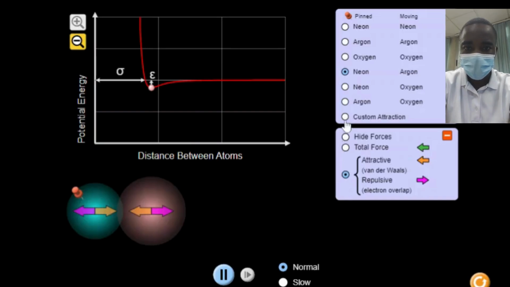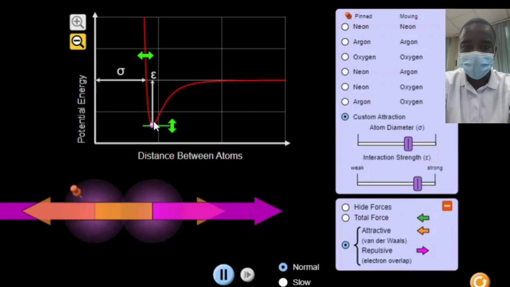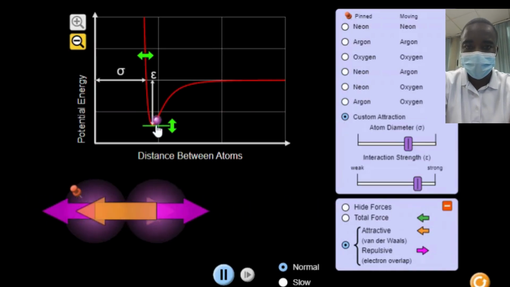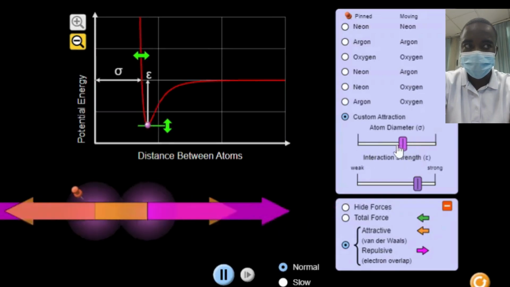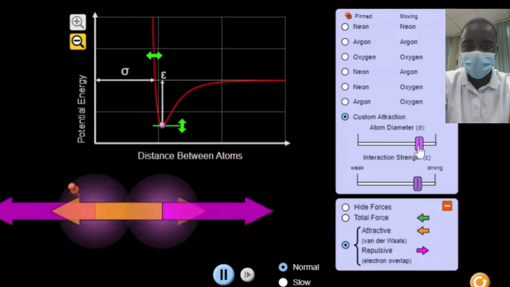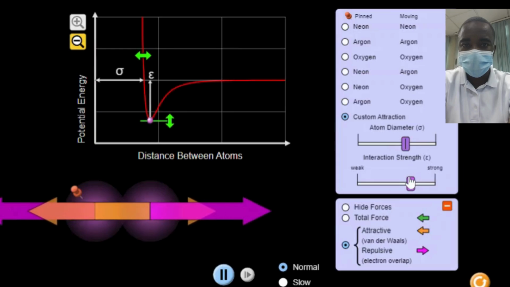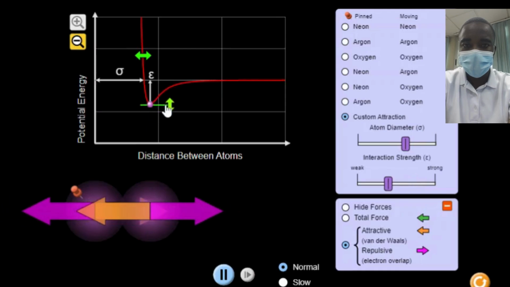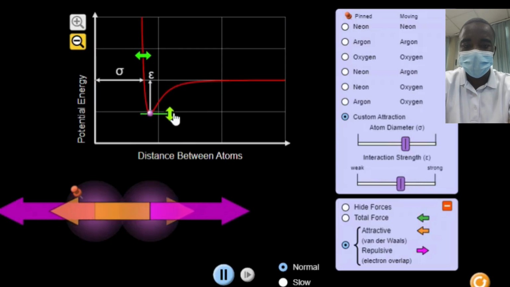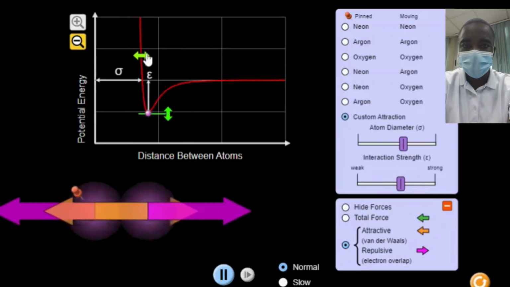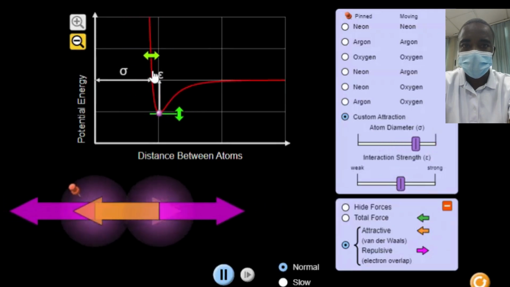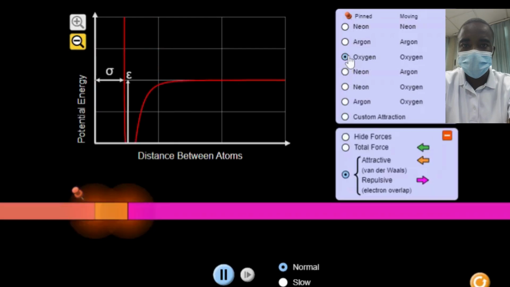The interaction between atoms is governed by the balance between attractive and repulsive forces. The attractive forces pull the atoms together, while the repulsive forces push them apart. The equilibrium distance between the atoms is determined by the point at which these forces are balanced. The Lennard-Jones potential describes the potential energy of interaction between two atoms as a function of the distance between them. The potential energy is a combination of the attractive and repulsive forces, with the attractive forces dominating at larger distances and the repulsive forces dominating at smaller distances.